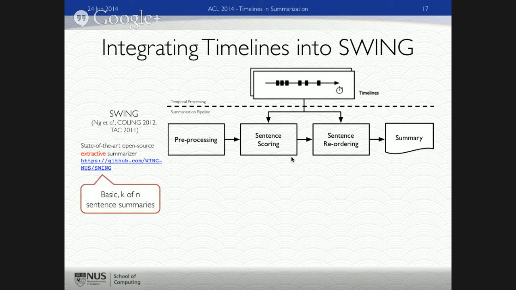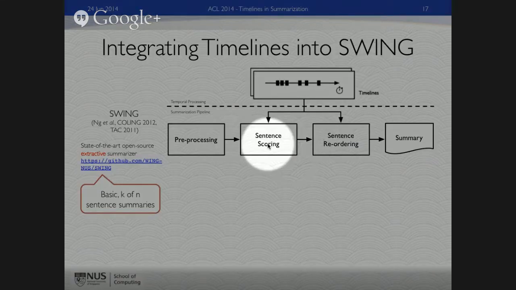But basically, again, unlike the previous two talks, this is the basic K of n sentence summary, right? We have n sentences in our repertoire. We want to compose a summary of a much smaller amount, K. And it has the standard pipeline of having a pre-processing step. We score the sentences using a variant of LexRank. Then we choose those sentences, we reorder those sentences, and then we output a summary.